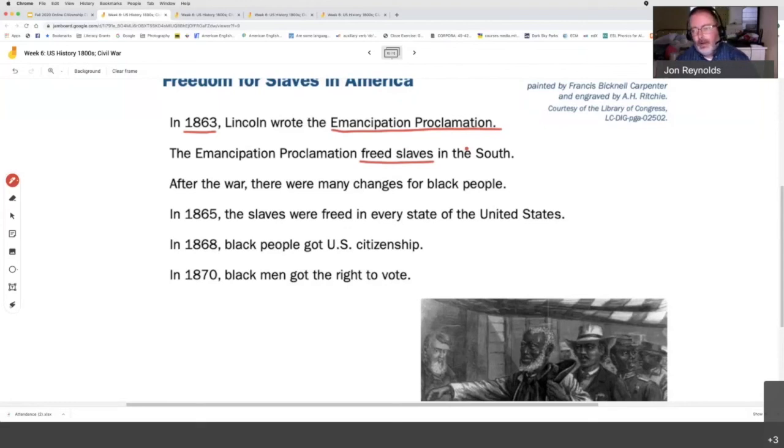Now, of course, the problem is the South did not recognize this as a legal document. So even though President Lincoln wrote the Emancipation Proclamation to free the slaves, they didn't actually become free until the war was finished. But on the interview, that is one of the questions. The Emancipation Proclamation freed the slaves. So keep in mind that eventually, yes, after the war, they did become free. In 1865, and then later with some changes to the Constitution.